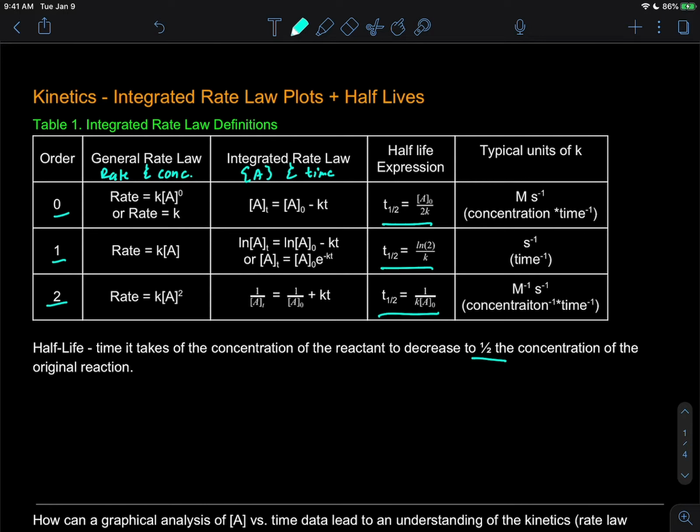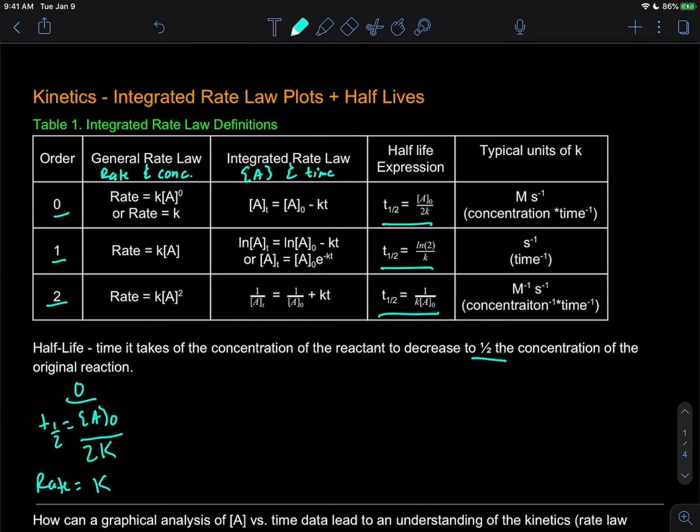So for example, if we look at a zero order half-life, the T sub 1/2 is equal to the original concentration divided by 2 times K, because we know that in a zero order reaction, our rate is equal to K, the rate constant. So if we're decreasing by 1 molarity per minute, and we start with a concentration of 1 molarity, it's only going to take half a minute or 30 seconds to go from 1 molarity down to 0.5 molarity.